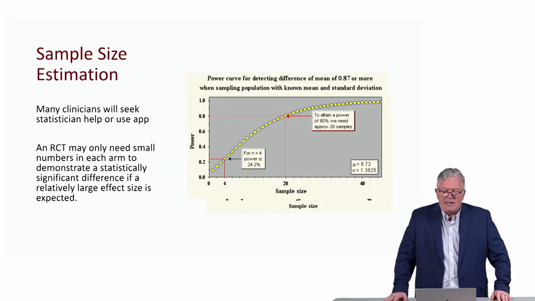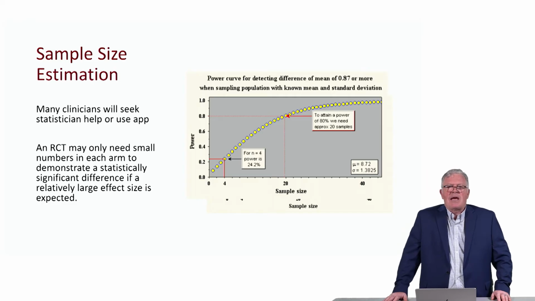So we can see in the diagram that sample size is on the bottom, power is on the top, and it's not a linear curve in terms of sample size increasing and conversely power increasing as well. Many clinicians will seek statistician help or will use a computer app to help them determine sample size.